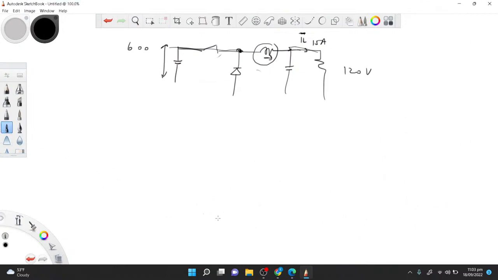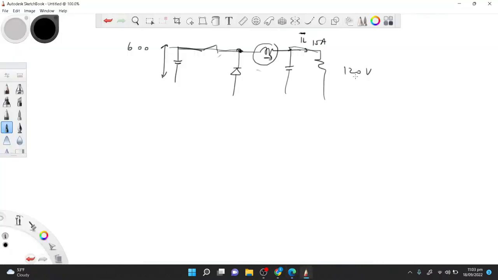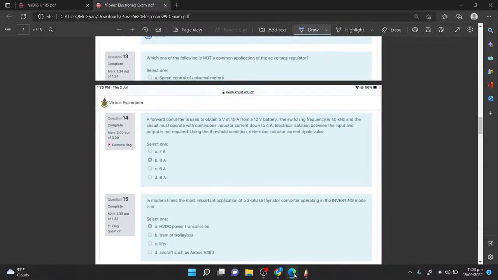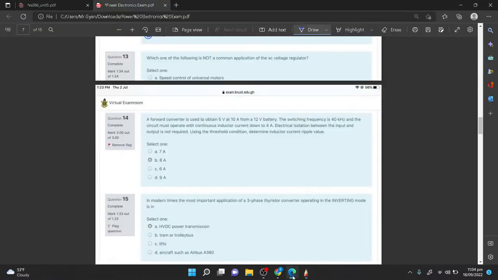If they don't mention it, it's not isolated. A forward converter is used to obtain 5 volts at 10 amps from a 12 volt supply. The switching frequency is 40 kilohertz. The circuit must operate with continuous inductor current down to 4 amps.